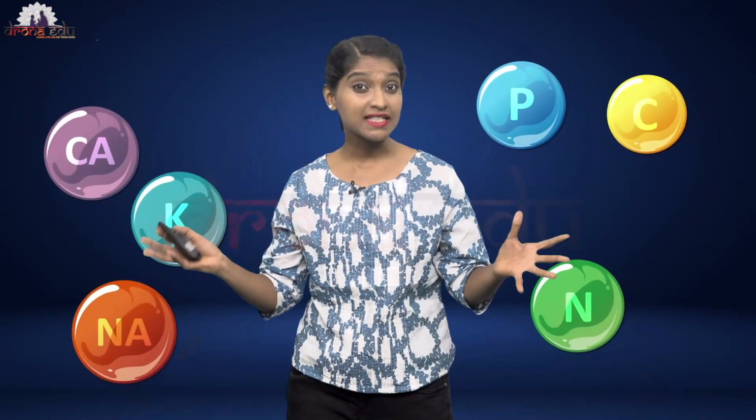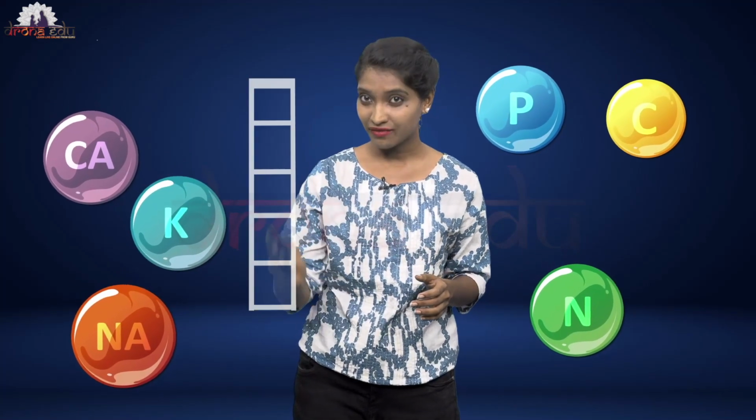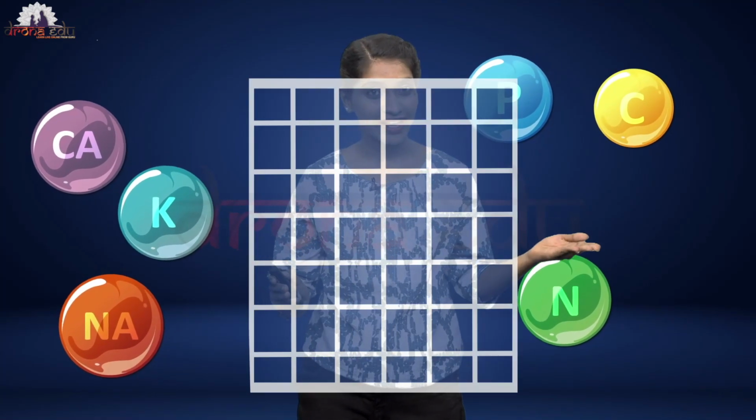Classification of elements. We have numerous elements in this world. So, for easy understanding and better looking, those elements are put in a table by classifying them on the basis of their properties. How did the periodic table evolve? Let's talk about Döbereiner's triads.